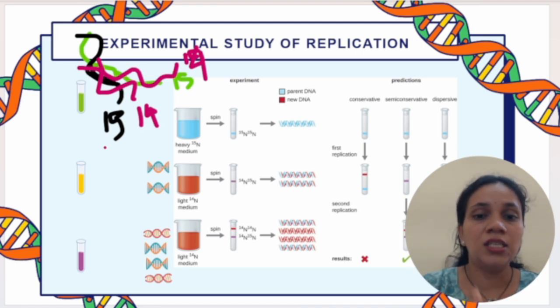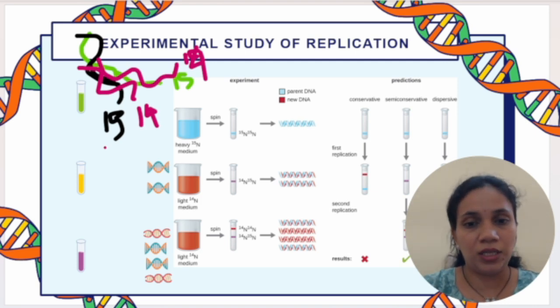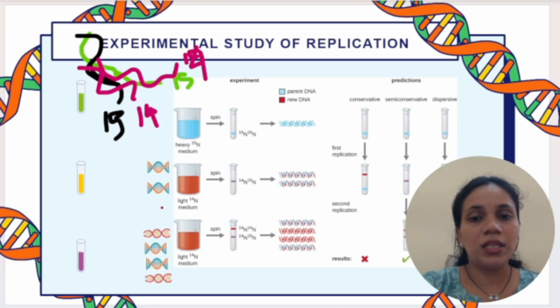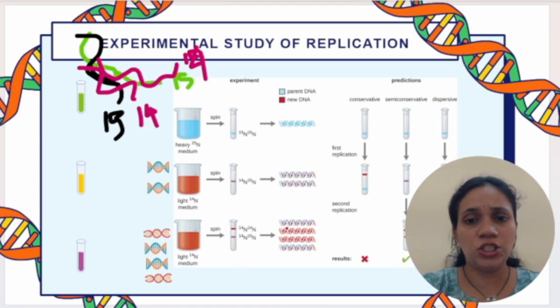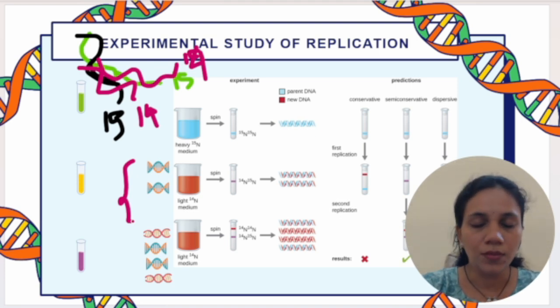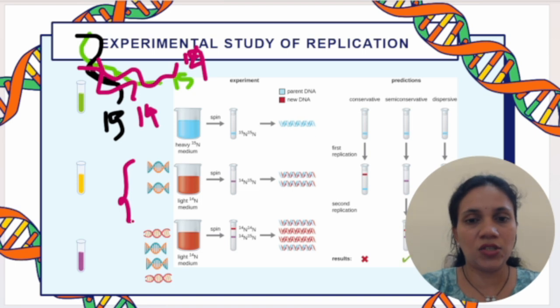After this, again they transferred the E. coli to yet another N14 medium. They allowed them to grow. So now here what happened was, for the initial time, they will have the same model as what we had seen in the second step. That means they had both the parental strand and the newly synthesized strand with N14 and N15.